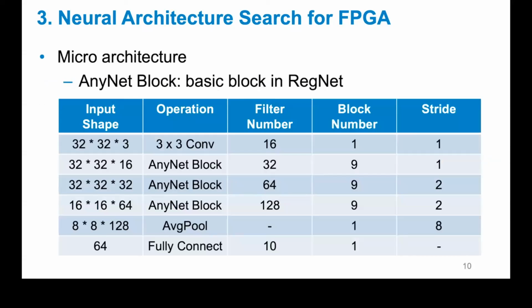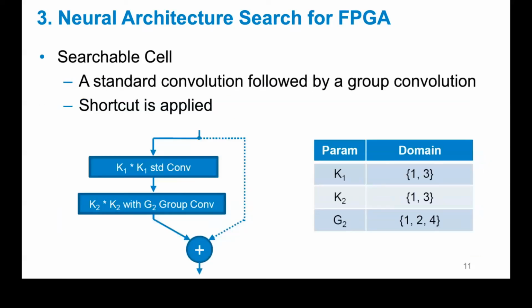The microarchitecture of the search space is presented in the slides. The AnyNet block is a basic block in RegNet, which is a searchable cell in our paper. It's composed of a standard convolution followed by a group convolution with shortcut enabled. The domain for the kernel size and the group convolution is also presented in the table on the slides.